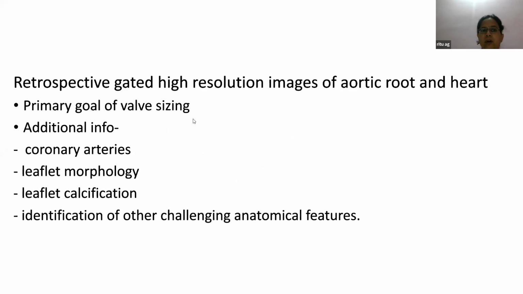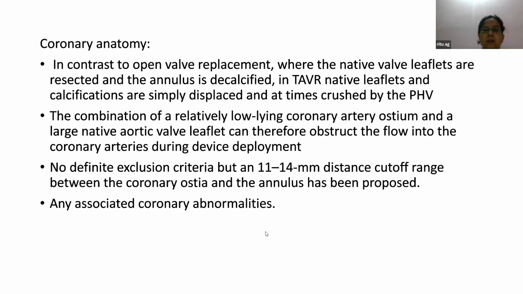Now, the primary goal of these images of the aortic root and the heart is to size the valve, to tell the cardiologist which size valve to use and which of the two valve types to use, depending on the patient anatomy. And then it also gives us information on the coronary arteries, the morphology of the leaflet, the calcification of the leaflet, and any other challenging anatomical features. So why do we have to be very clear about the coronary anatomy?